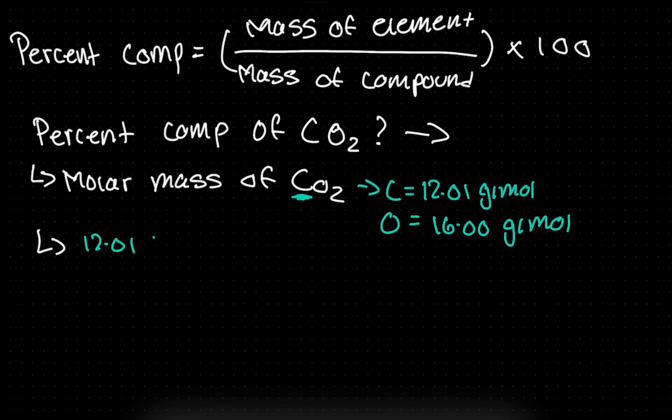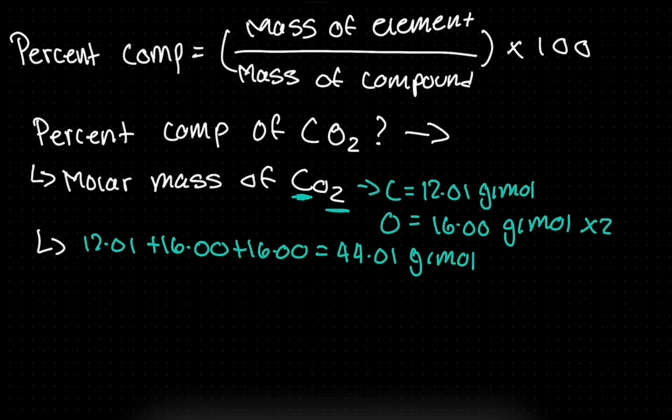So we're going to do 12.01 plus 16.00. But wait, we have the 2 over here, meaning 2 oxygens. We multiply this by 2, or we just add it twice, so plus 16 plus 16.00. And we would get 44.01 grams per mole. Now this is our total mass of compound.